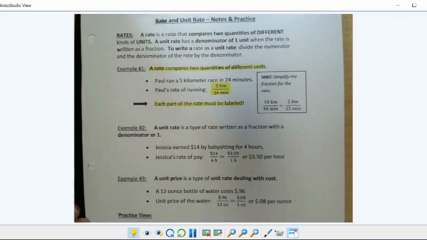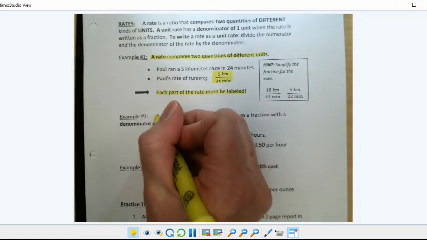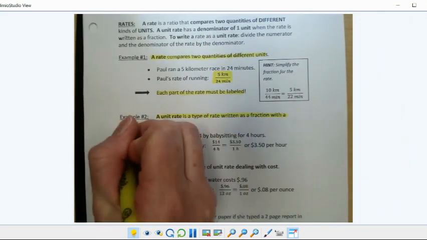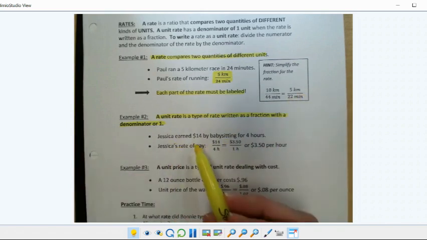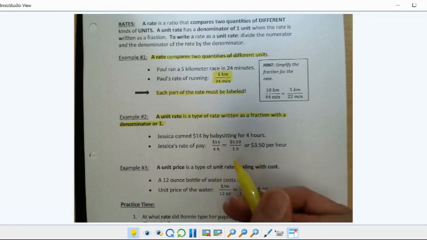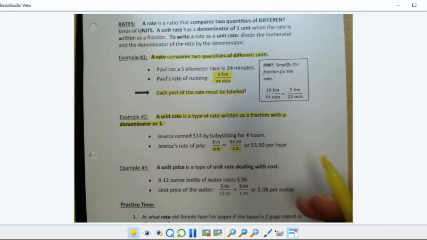The main type of rate that we are going to deal with is called a unit rate. A unit rate is a type of rate that we write as a fraction, and it always has a denominator of 1. For instance, Jessica earned $14 by babysitting for 4 hours. Her rate of pay would have been $14 for 4 hours, but we want to figure out what she earns for 1 hour. Because the hours are what we're looking for the 1 of, that becomes the denominator.